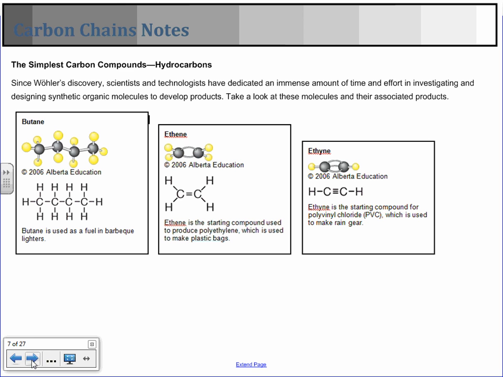Since Wöhler's discovery, scientists and technologists have dedicated an immense amount of time and effort to investigating and designing synthetic organic molecules to develop products. Take a look at these molecules and their associated products. Butane is often used in barbecue lighters. Ethene is a starting compound used to produce polyethylene, which is used to make plastic bags, and ethyne is the starting compound for PVC, which is used to make rain gear.